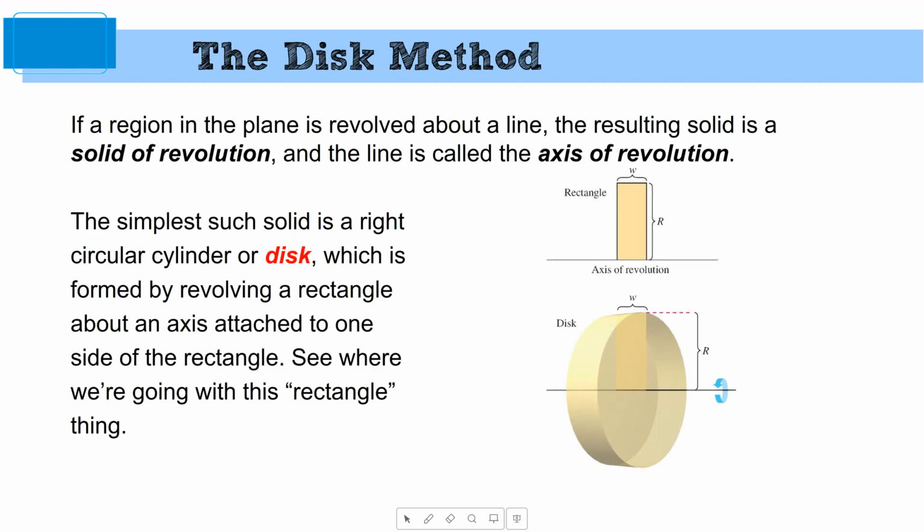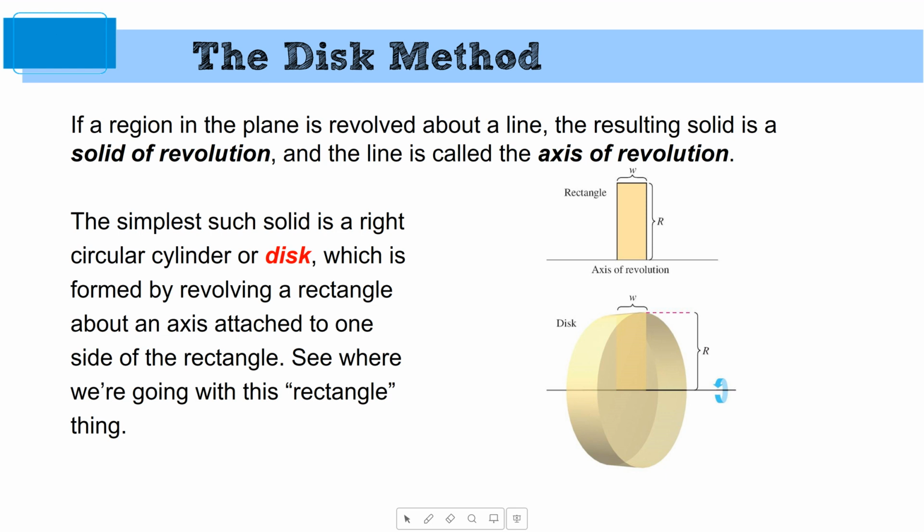Okay? So we're going to start with this idea. I'm going to take a rectangle, and I'm going to spin a rectangle. And when I spin a rectangle, I get a disk. You might know that as a cylinder, but we're going to call it a disk. Okay? What we're going to do, however, is we're going to shrink W. We'll get to that later. But first of all, let's just make sure you understand that idea. If I spin a rectangle around an axis, I get a disk.